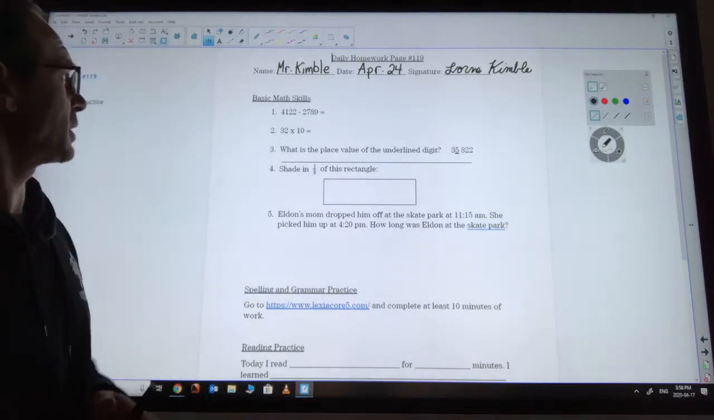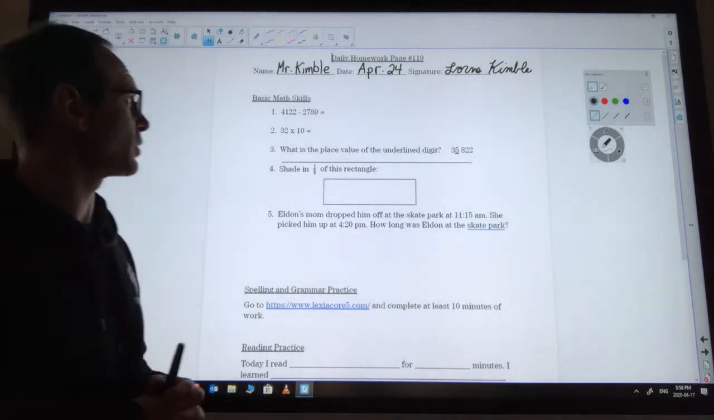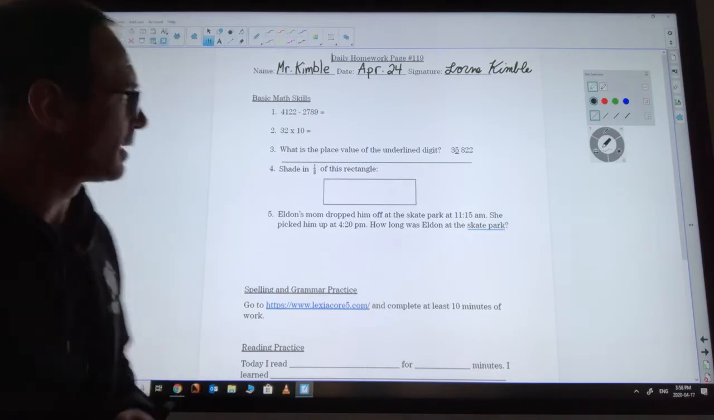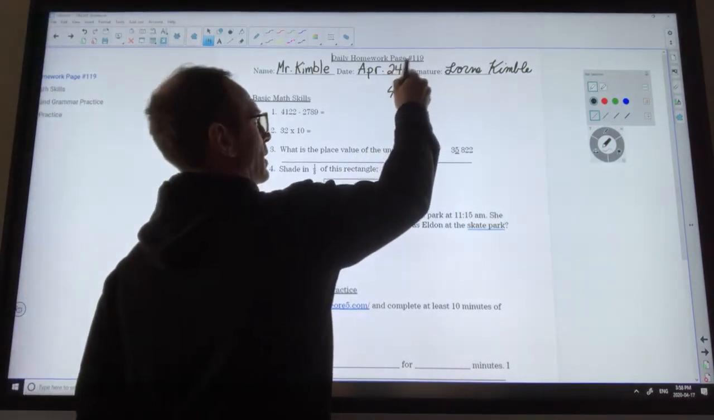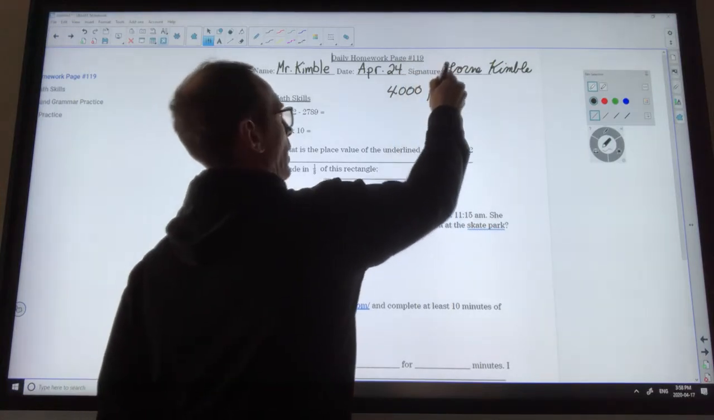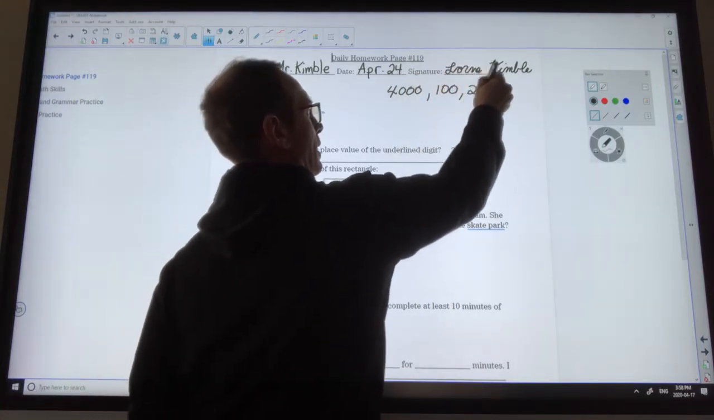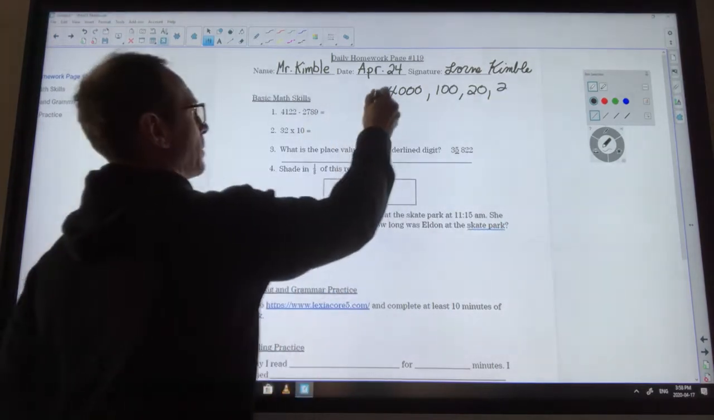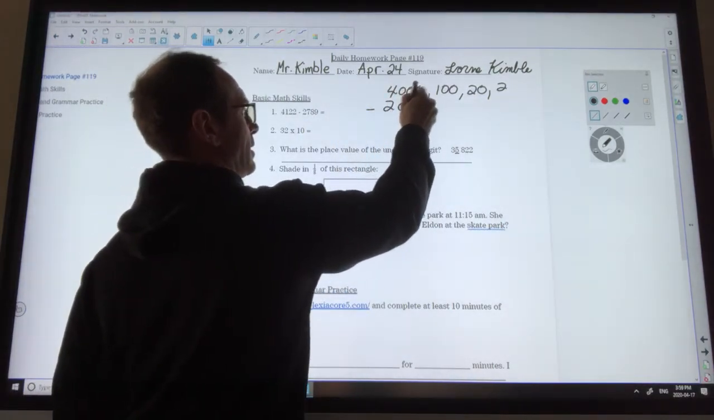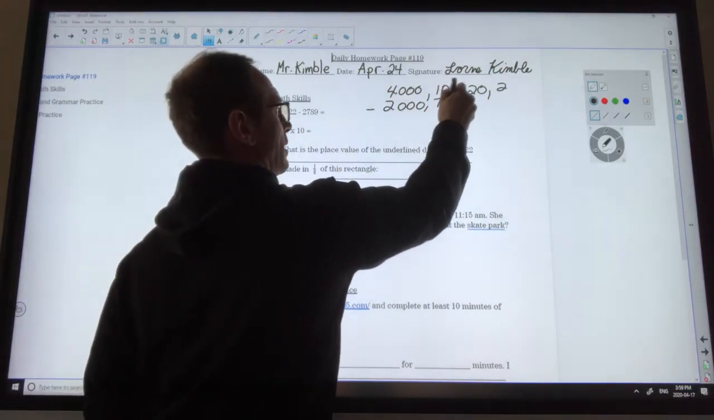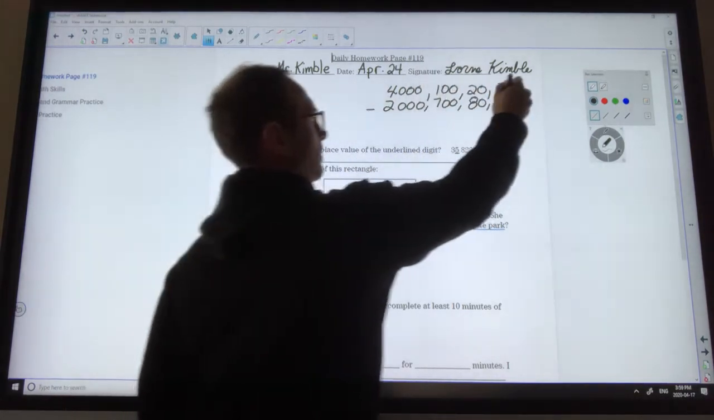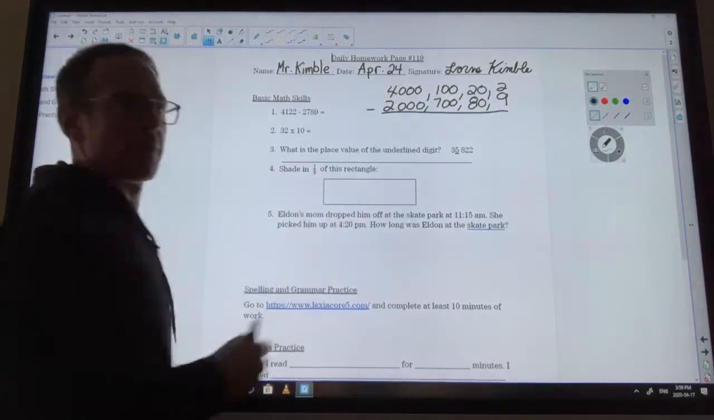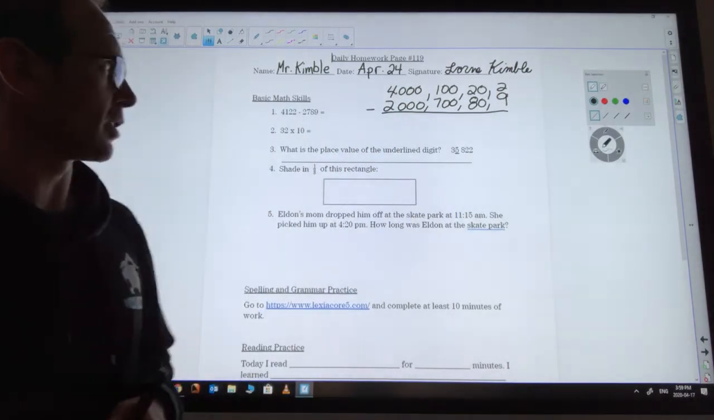So our first question is 4,122 minus 2,789. I'm going to do this one using my expanded form. So I have 4,120 and 2, and I'm going to be subtracting 2,780 and 9. It's going to be a bit of a complicated one because there's lots of borrowing to do.